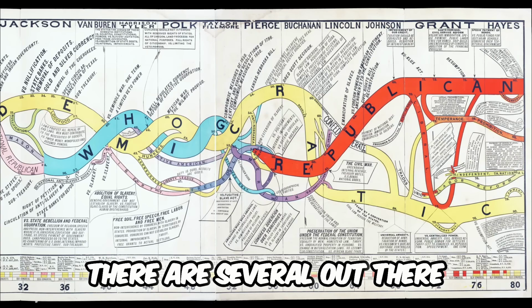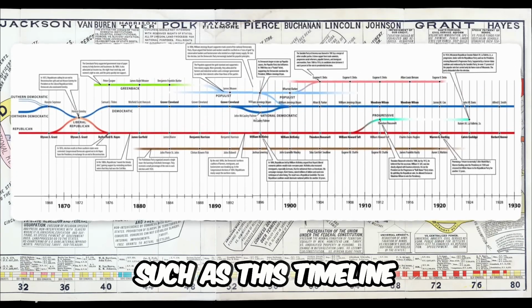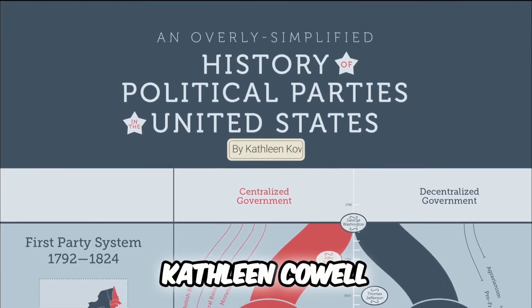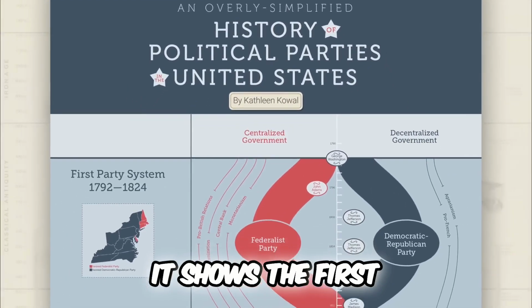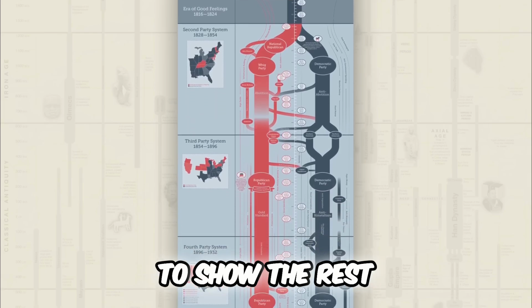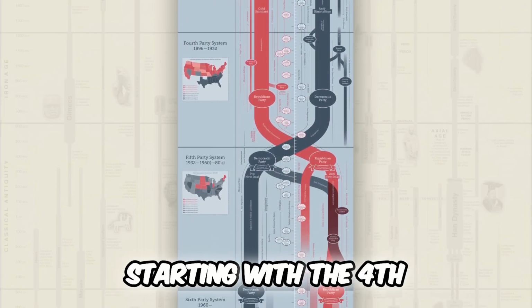There are several out there, such as this timeline, but the one that I like best is this chart, created by Kathleen Cowell. As you can see, it shows the first three party systems, which we've already covered, but then goes on to show the rest as well, starting with the fourth.